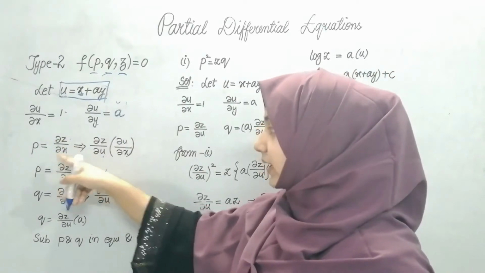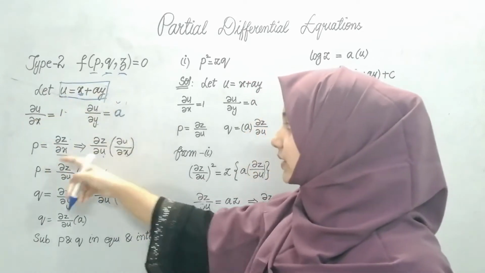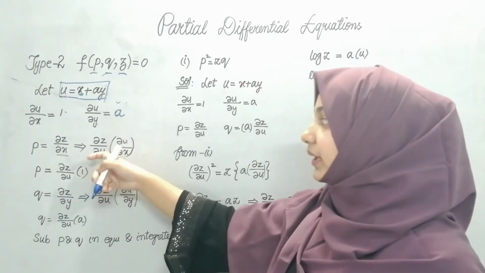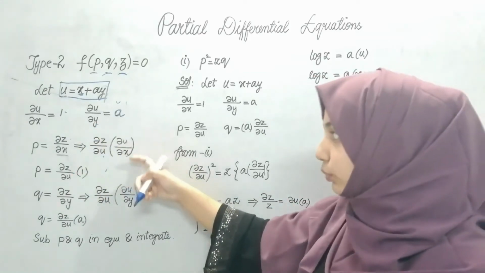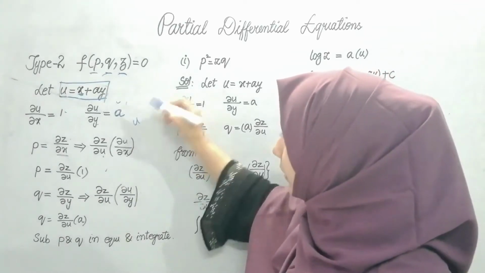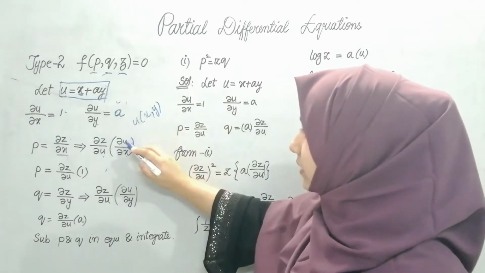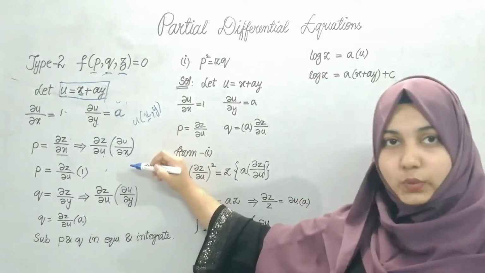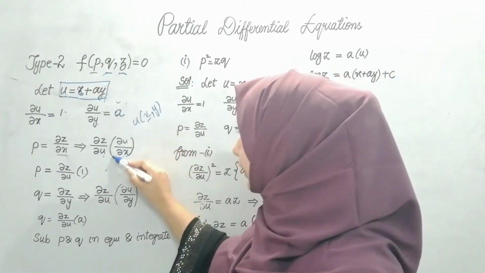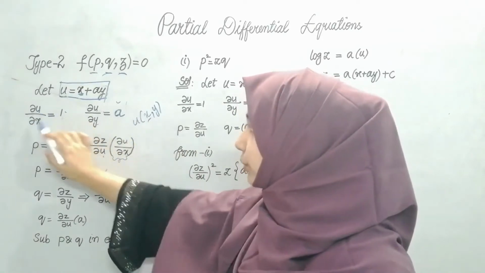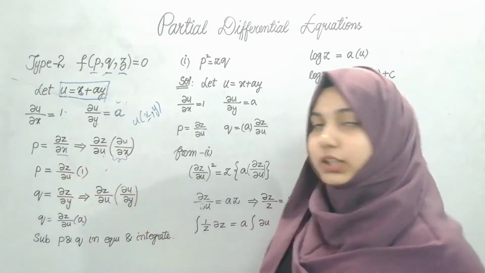So here dou Z by dou X is now what? This X is in terms of what? U. So it will be dou Z by, in terms of X you will be having dou U. But you have got X and Y both. So further writing it, dou U by dou X. Okay? U here is in terms of X and Y. So that's why for X it will be dou U by dou X. Now next, I know already the value of dou U by dou X. That is 1. So dou Z by dou U into 1. So it will be dou Z by dou U.